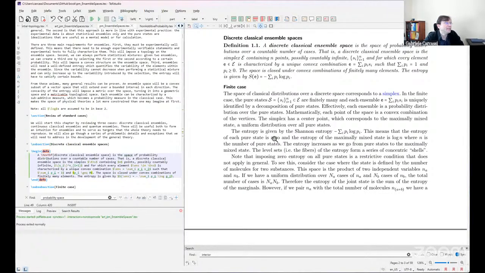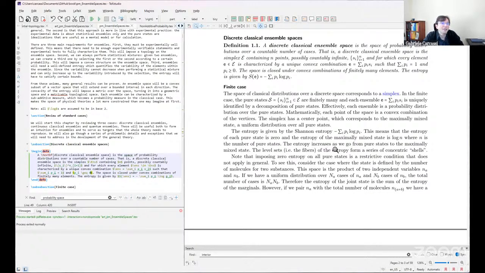So the entropy is given by the Shannon entropy, which is minus the sum of p_i log p_i. This means that the entropy of each pure state is 0, because if you put 1, 0, and 0, you're going to have a 0. And the entropy of the maximally mixed state is log n, where n is the number of pure states. If you put p_i equal to 1 over n here, the minus logarithm of 1 over n becomes log n, and then you just have the sum of 1 over n times, so that's going to sum to 1, so you're going to get log n.